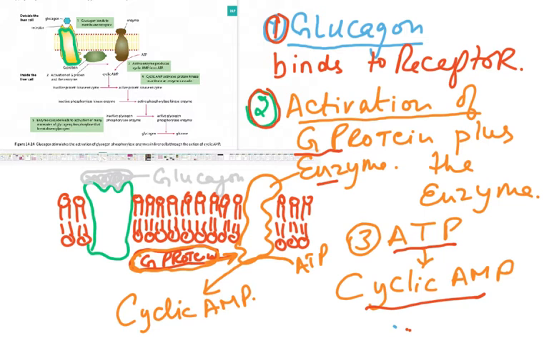Glucagon binds to receptor. Now why does glucagon bind to a receptor? Because this must be water soluble, so it can't cross the phospholipid bilayer. That is why you have a receptor for it. So activation of G protein plus the enzyme. So the G protein activates the enzyme. This enzyme results in catalyzing a reaction in which the ATP is converted to cyclic AMP.